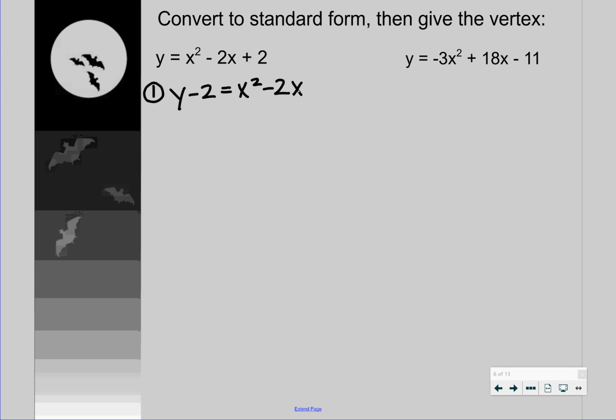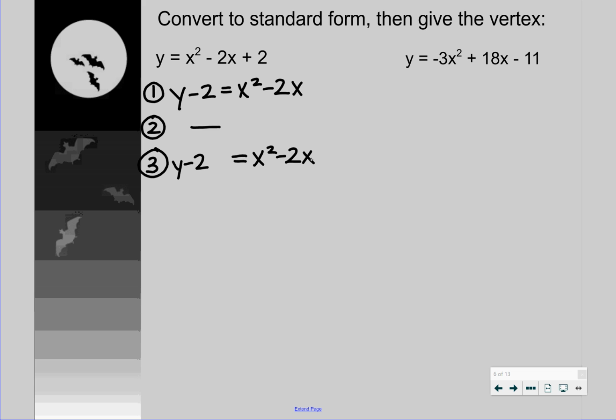Second step says, if there's a number in front of the x squared, we're going to factor it out. Do I have a number in front of the x squared in this problem? Other than 1? No. So second step, we just skip if there's nothing in front of my x squared. Third step is our half it, square it step. And I'm going to leave a little room because I'm going to add something to both sides here to keep my equation balanced.